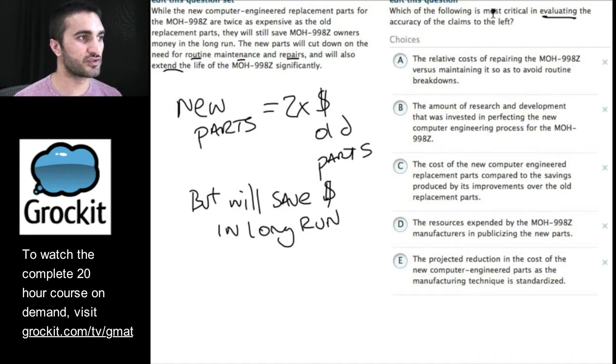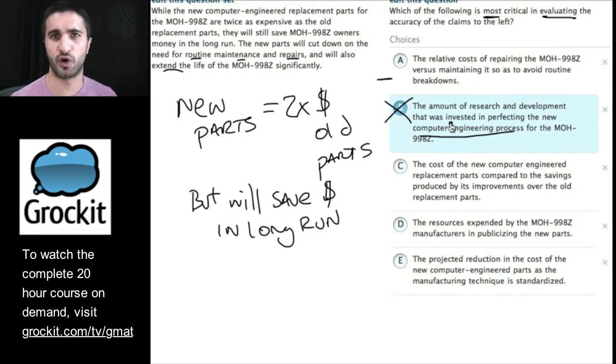So which of the following is most critical in evaluating the accuracy of the claims to the left? So this is a tough question. The relative cost of repairing the MOH versus maintaining it so as to avoid routine breakdowns. Let's hold on to that answer. The amount of research and development that was invested in perfecting the new computer engineering process, this answer does not seem to be addressing the issue here of the cost of the new one versus the cost of the old one versus the increase or decrease in the maintenance cost and the long-term life of the parts.